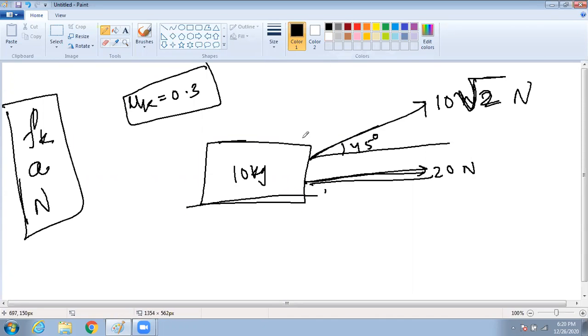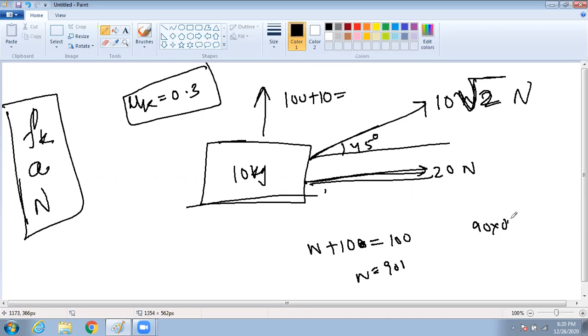So obviously you will have 2 upward. So it will be 10 downward. So 10 into 10, 100. N plus 10 is equal to 100. So N will be 90 Newton. Okay, correct. So 90 Newton, 90 into 0.3. FK will be how much you got? 27.